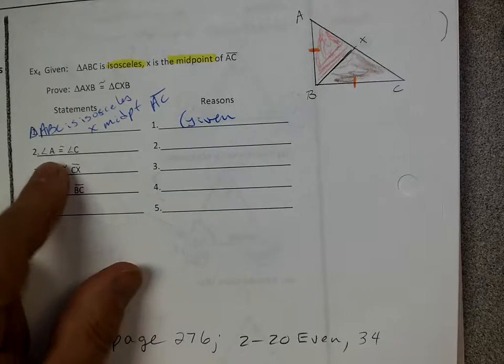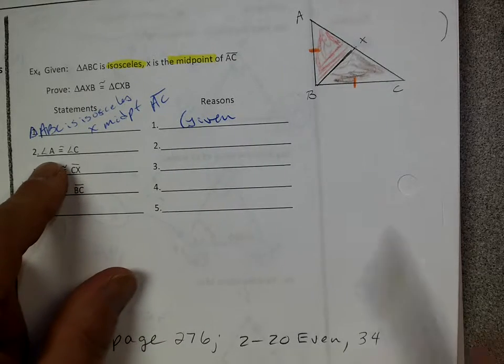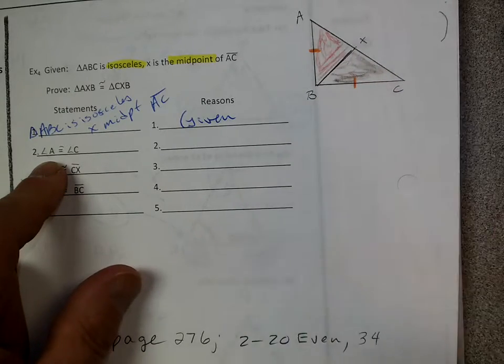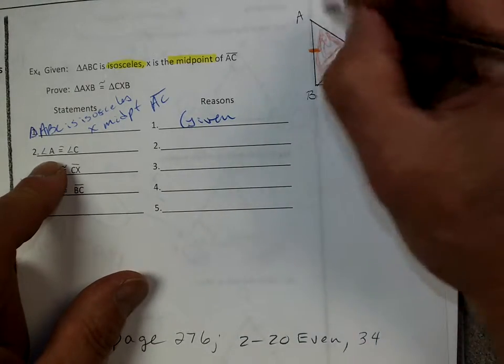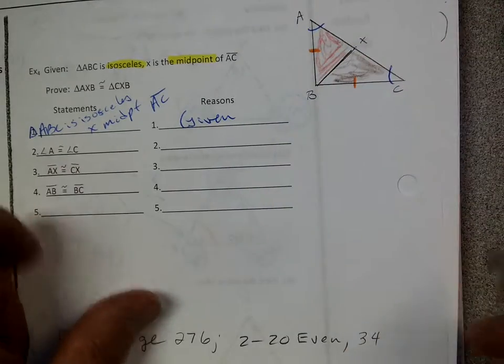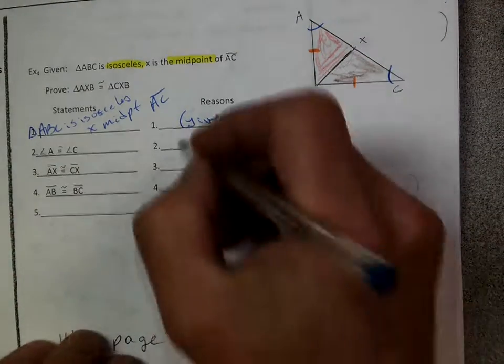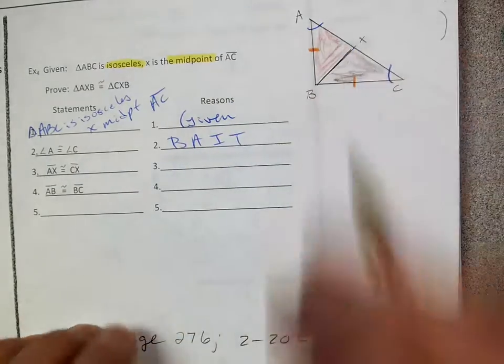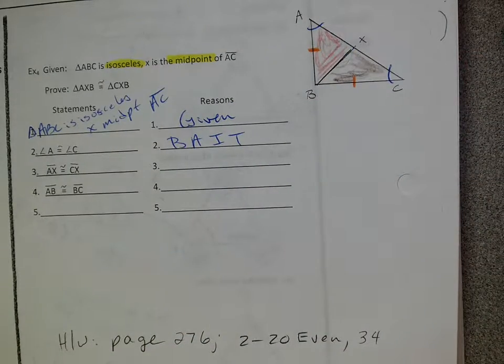All right. Now we go straight to angle A is congruent to angle C. Why do we say that? Yes, Kurt's right. A is equal to C because it's an isosceles triangle. So we're going to write this: BAIT, which stands for base angles of isosceles triangles are congruent, right? That's totally right, because it's an isosceles triangle, okay?